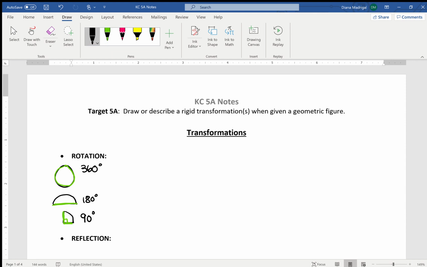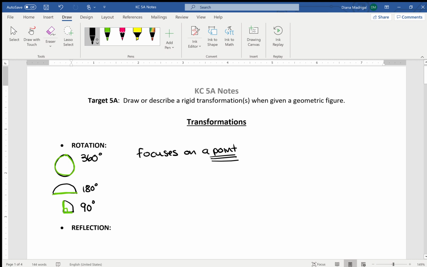Another thing to point out with rotation is that rotation always focuses on a point. We are always going to be moving the pictures or the image around a point. That is going to be given to you. So keep that in mind. That's the point about rotation. And I'm going to give you an example really fast here. I'm going to show you how to figure out what kind of transformation is happening based on pictures like this.